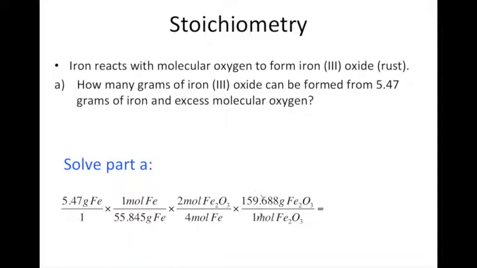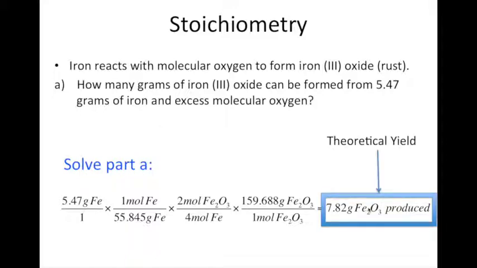Now I can use the molar mass of iron 3 oxide. 1 mole of iron 3 oxide. I want moles of iron 3 oxide on the bottom, and I want to end up with grams of iron 3 oxide. The molar mass of iron 3 oxide is shown here. Now I can solve this, and I get 7.82 grams of iron 3 oxide can be produced. So that's the maximum mass of iron 3 oxide that can be produced from 5.47 grams of iron.